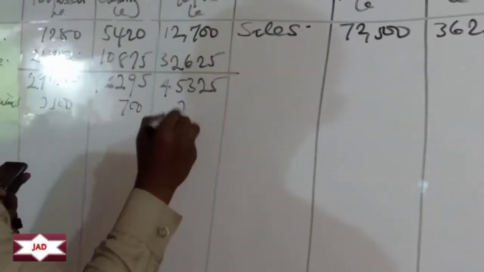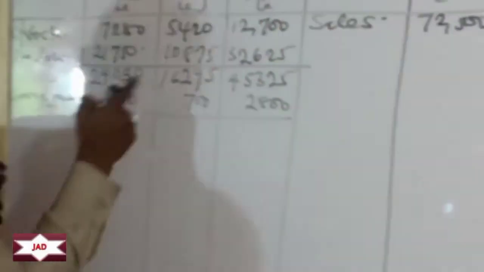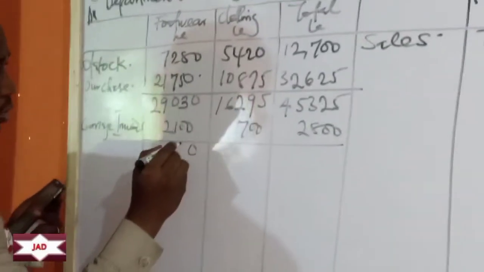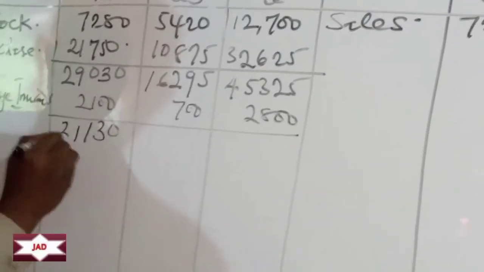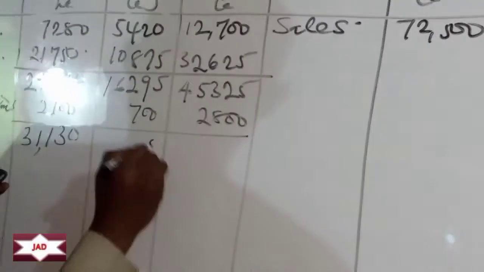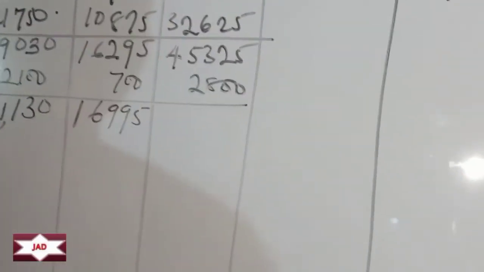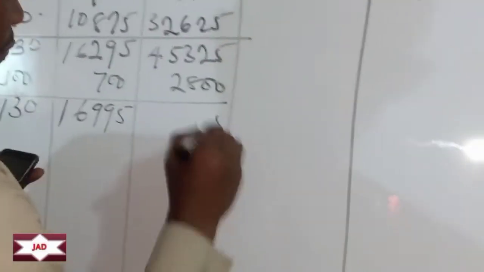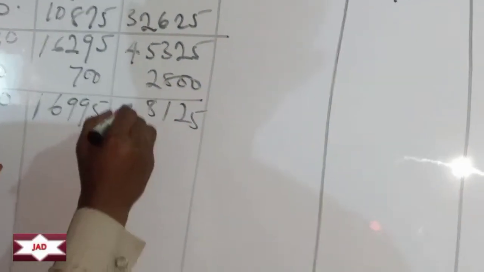So total will be what? 2,800. So let's add up. 0 plus 0 is 0, 3 plus 0 is 3, 0 plus 1, 1, 9 plus 2, 11, this will be 31,130. We have 5, 9, 9, 6, 1, 16. So here we have 5 plus 0, 5, 2, this will be 11, this will be 8, and then this will be 4, 48,125.